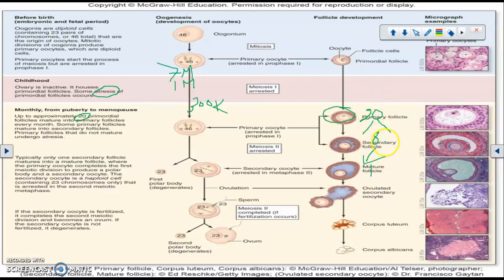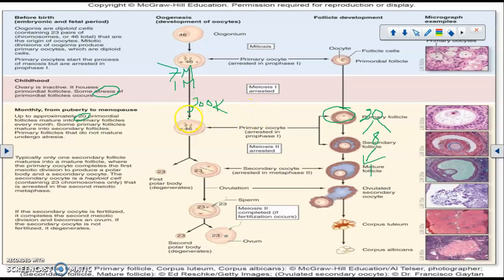Okay, so atresia. All of those follicles that make it from 7 million all the way to 300,000, all of those that actually get degraded or destroyed, are undergoing atresia. Atresia, again, is the destruction of your own egg cells in this case. All right, so very, very important.